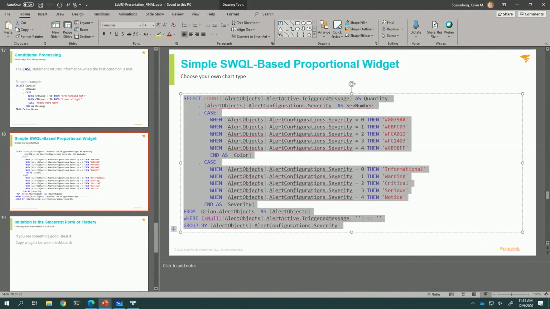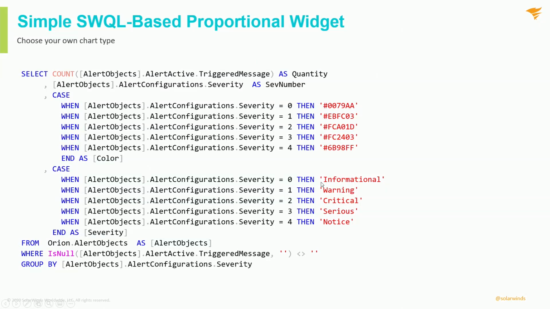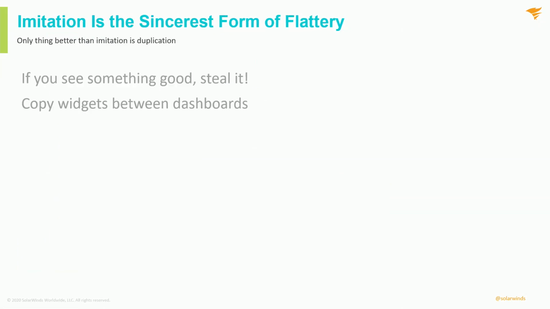So, a couple of notes on the proportional widget. Just make sure you spend time with them. Always ask questions. That's what the Orion SDK forum is on Thwack for. And then I want to talk about imitation being the sincerest form of flattery. You've probably all heard this. And for me, the only thing better than imitation is basically downright theft, is duplicating someone else's work that has been fantastic, is using that, I'll use the word steal that from another dashboard and put it into your own.